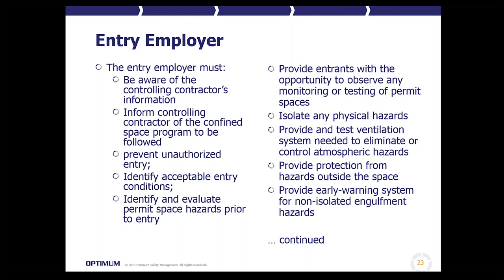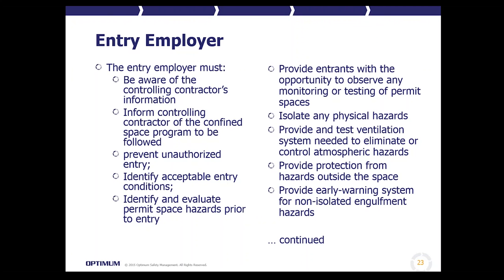All right? And then once the job does start, there's something else that comes up. Maybe the entry employer now has discovered another confined space. So they have to provide that information as well. The entry employer also has to provide the controlling contractor with a program that shows how he or she is going to work within these spaces and keep their employees safe. The entry employer also has to prevent unauthorized entry. So to do any work in a confined space, you have to be authorized. So we need to make sure that only those people are working around that space, especially in that space. And we're going to talk a little bit more about that here in a few minutes.